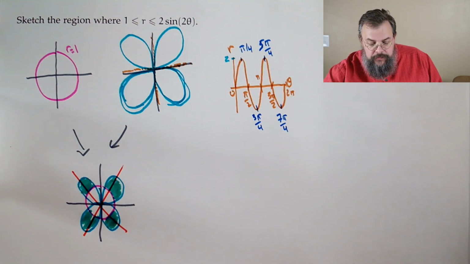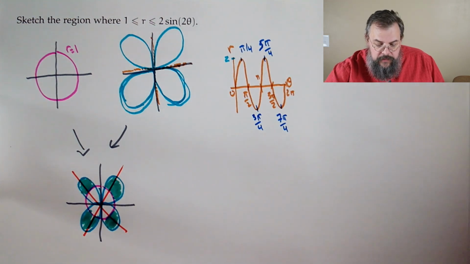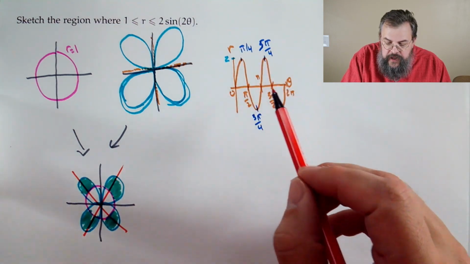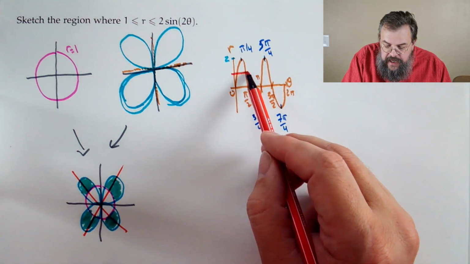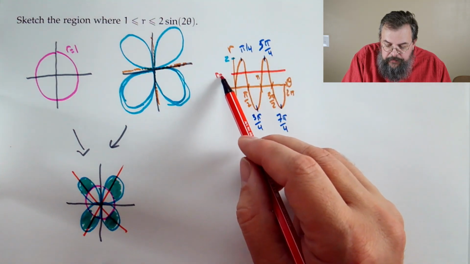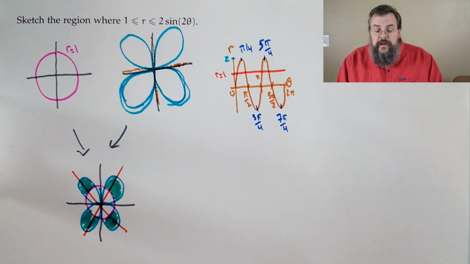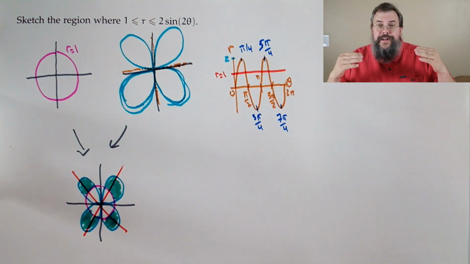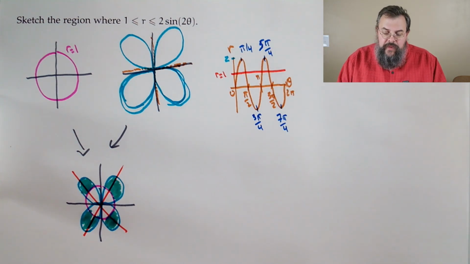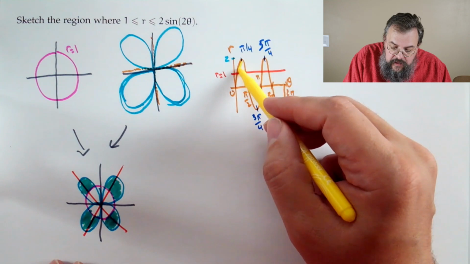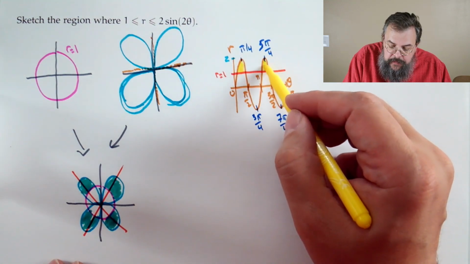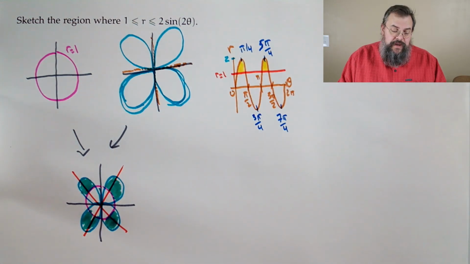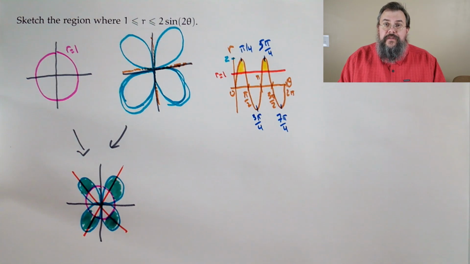Now, what can we do? Well, by looking at this, we say, this is the r equals 2 sine 2 theta. We can also, in the same picture, sketch r equals 1. And now we can say, okay, where is it the case that we're above 1 and below 2 sine 2 theta? Well, it happens twice. In that first bump and in that second bump. So there should only be 2 little pieces and not 4 little pieces.